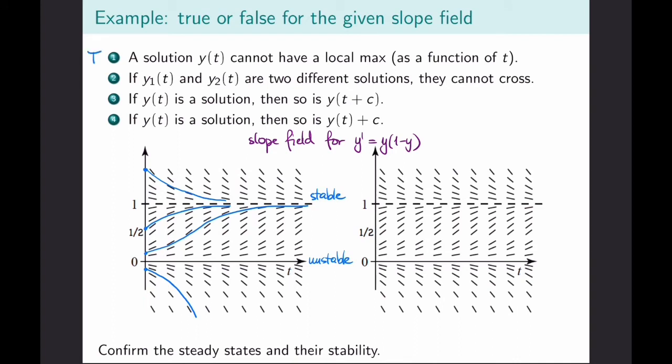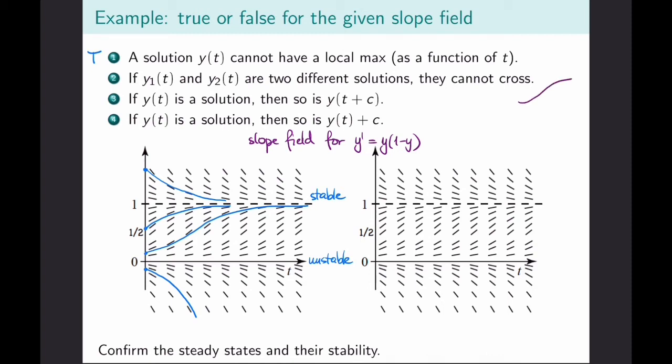The next question says, if y1 and y2 are two different solutions, then they cannot cross. Let's think about this in general. This actually doesn't depend on a given slope field. This is probably something that we can generalize about. If there are two different solutions, they cannot cross. Let's think about what would happen if they did cross. What would the intersection look like?